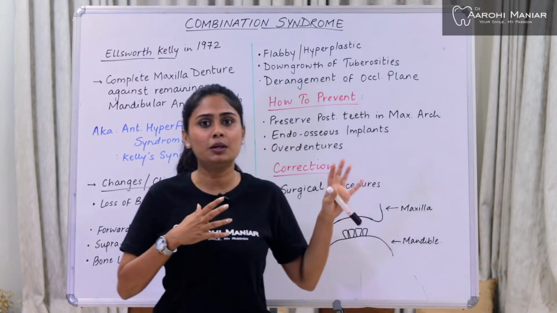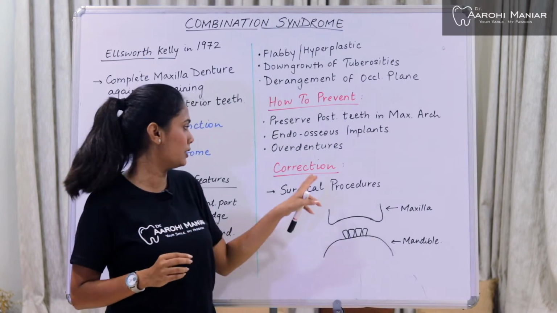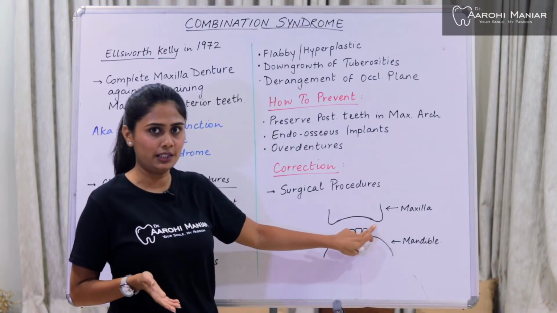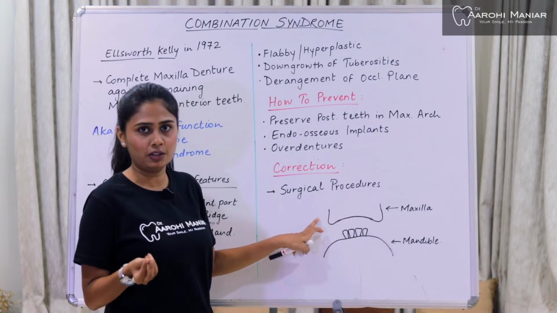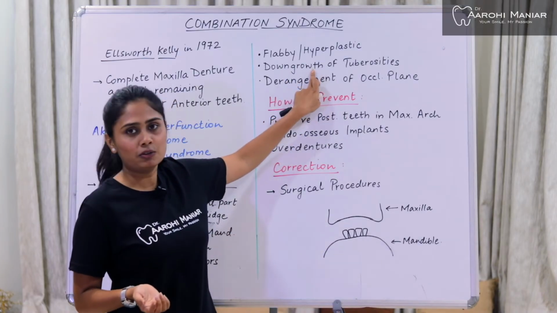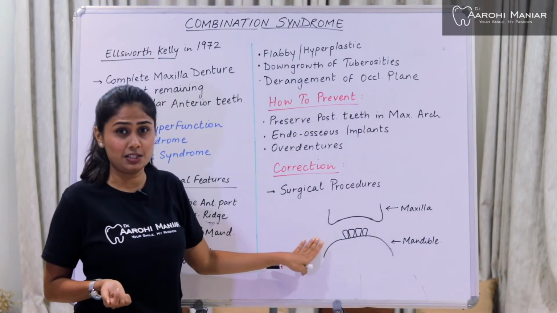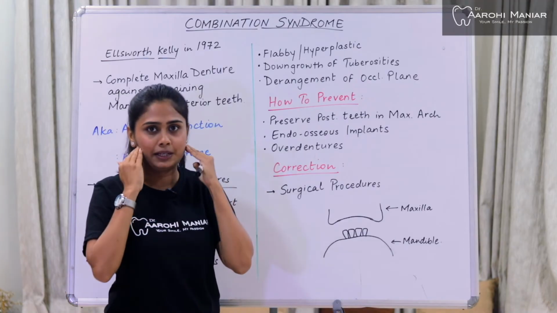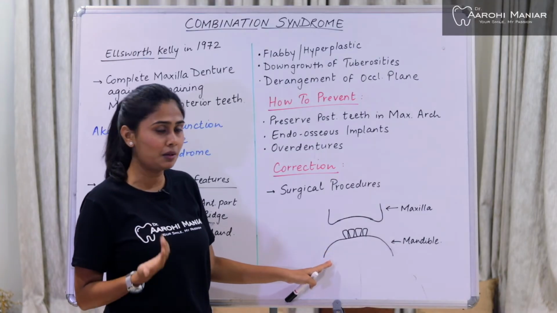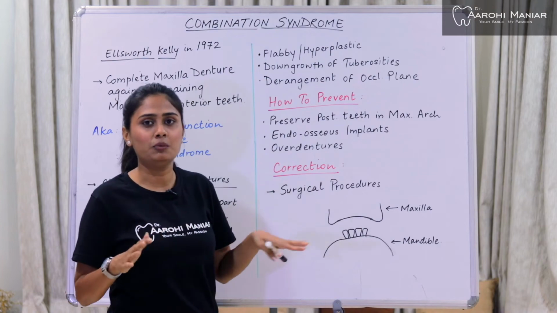Moving on further to all the maxillary points. There will be flabby and hyperplastic tissue or hyperplastic ridge. This is my maxilla. There is overgrowth of tuberosities. These are the tuberosity regions, and the tissue over the ridge will be my flabby or hyperplastic tissue. There will be downgrowth of tuberosities as shown in the picture, and because of all these changes there will be derangement of the occlusal plane. Because of downgrowth of tuberosities, loss of bone from the posterior region in the mandible, and supra eruption of the mandibular anterior teeth, our occlusal plane will be disarranged.